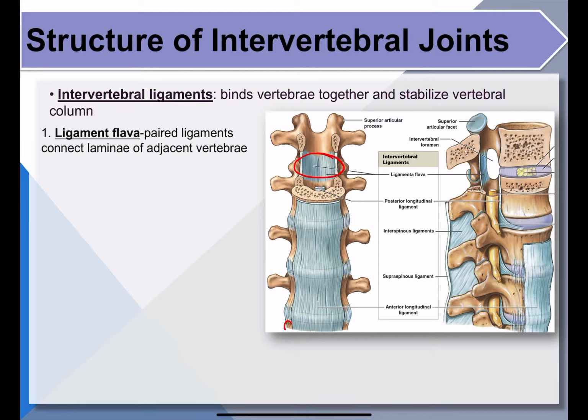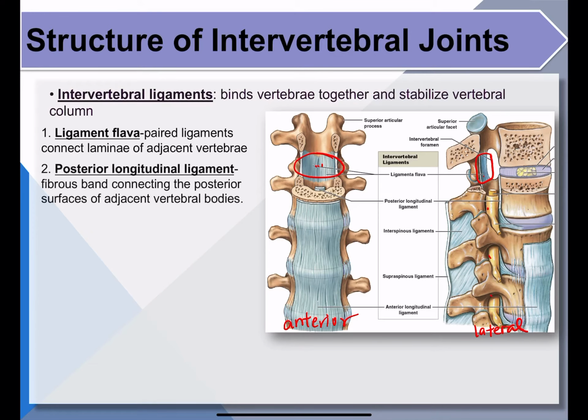If we're looking at the anterior side of the vertebral column, that's the ligamentum flavum. And if we're looking at the lateral side of the vertebral column, this is the ligamentum flavum that can happen between every adjacent vertebrae bones.